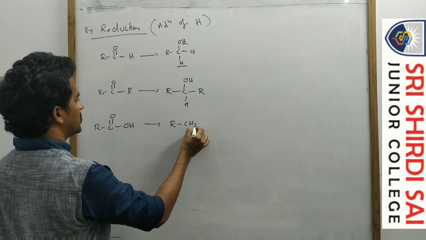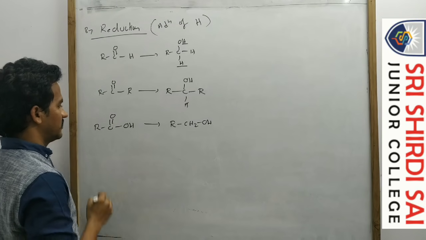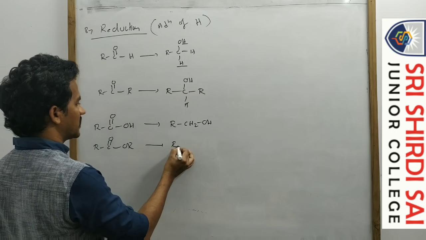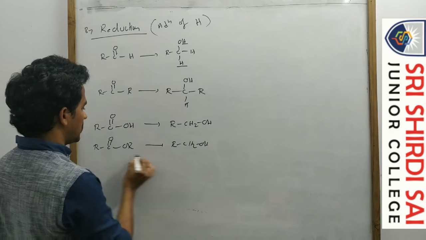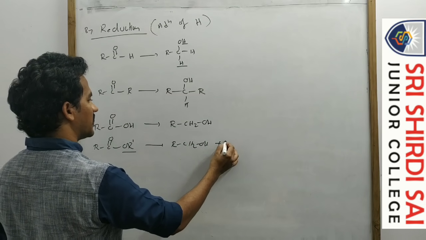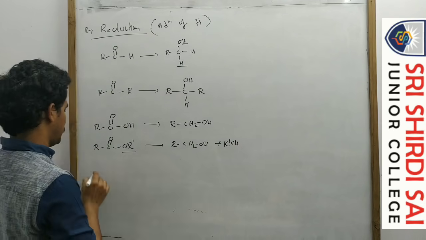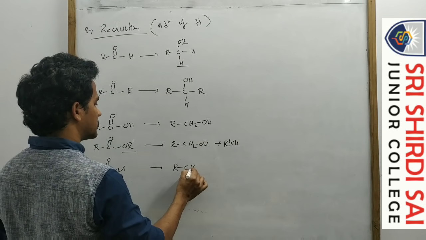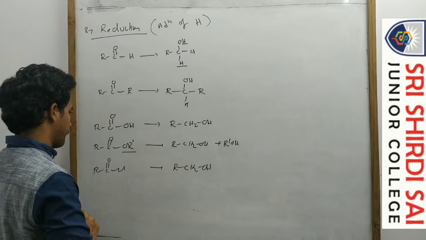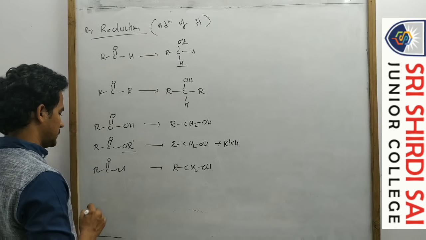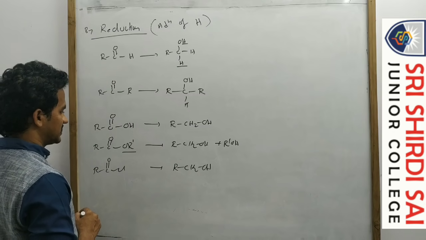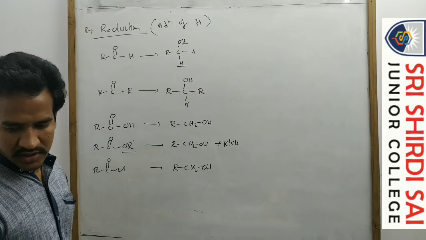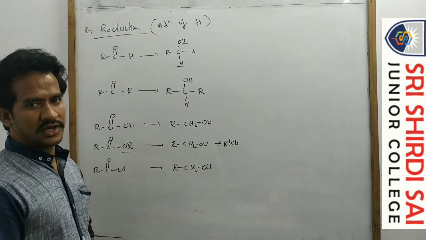It is converted to CH2OH again. Next, ester also produces CH2OH, and R-OH, another part of alcohol. So next here, acid halide gives RCH2OH. So next, carboxylic acids, esters, acid halides: generally these compounds produce alcohols on reduction reaction.